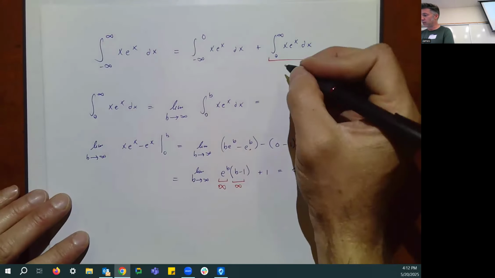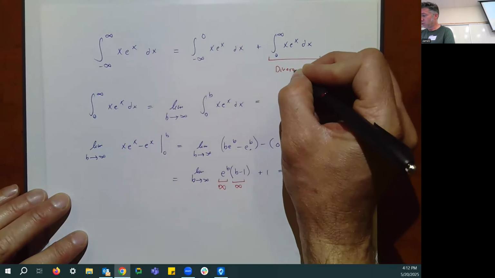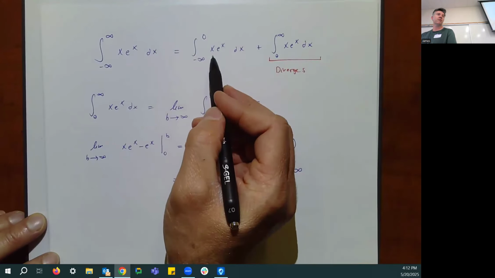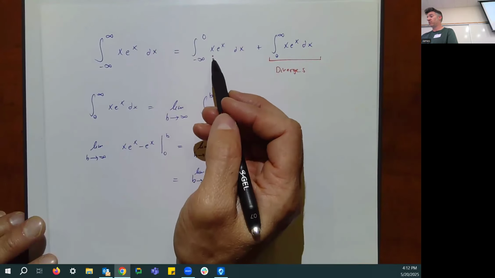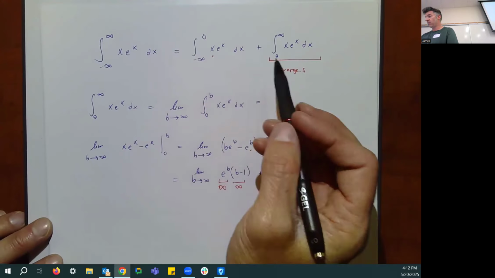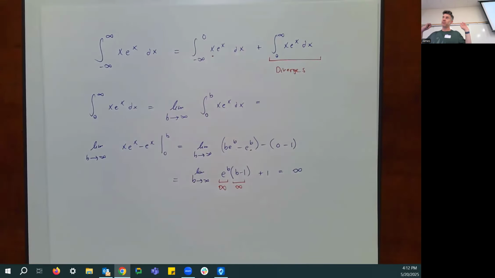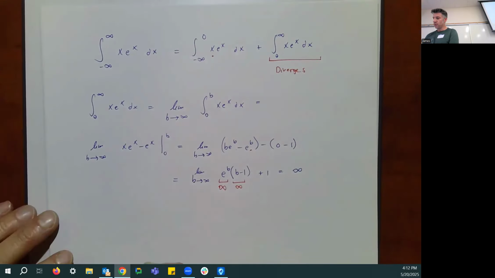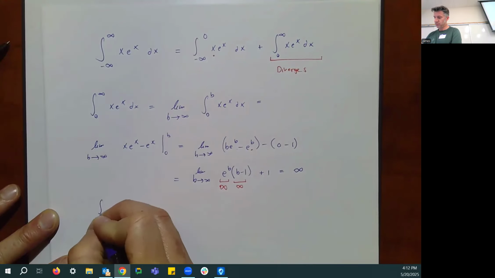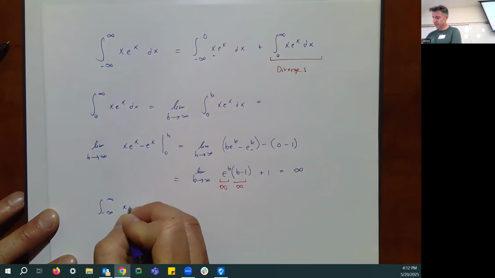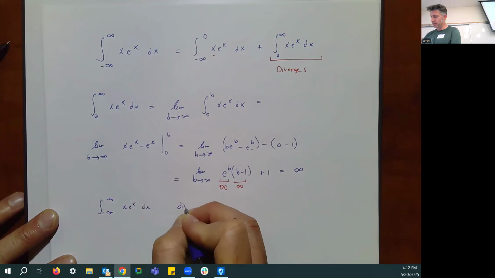And since this part diverges, we don't care about this part. This part could converge, this part could diverge. It doesn't matter. This part diverges, the whole thing diverges. So the whole integral diverges.